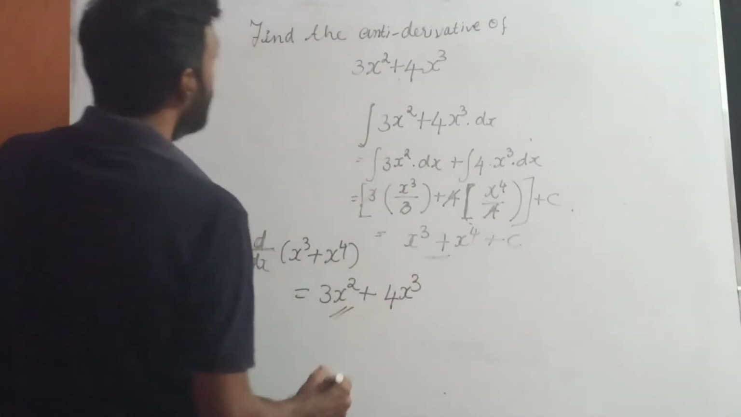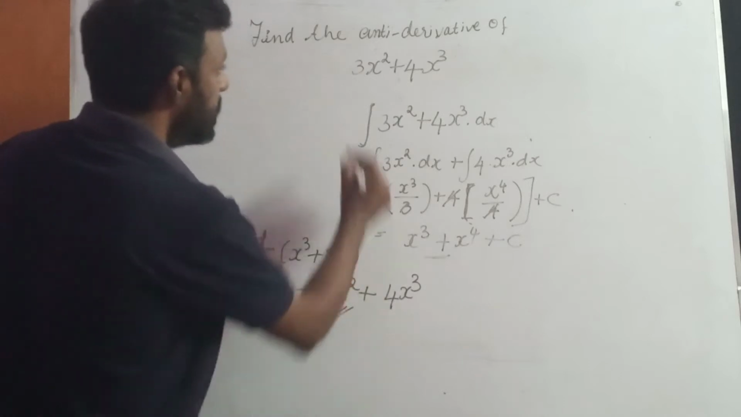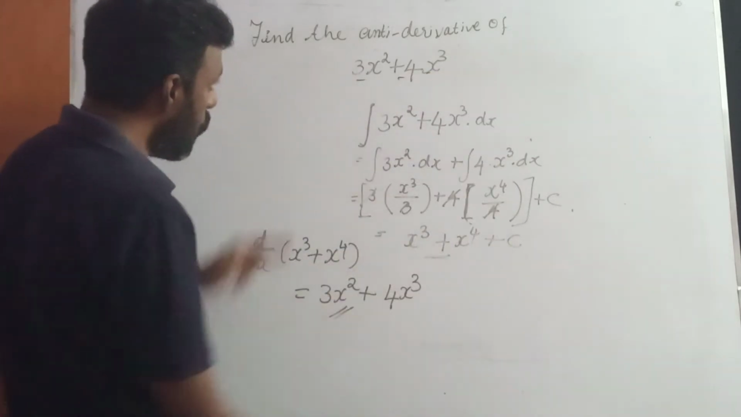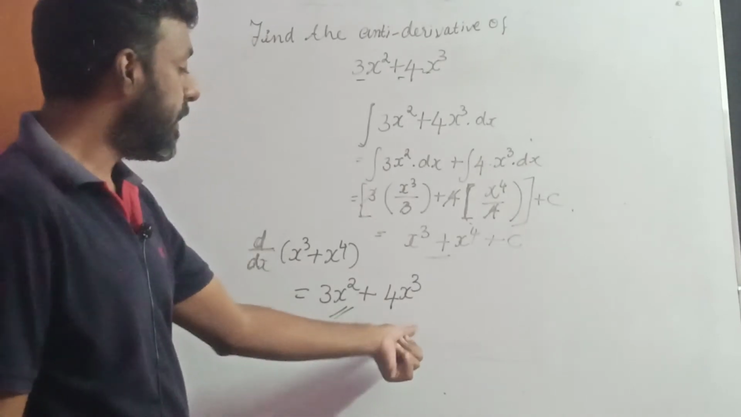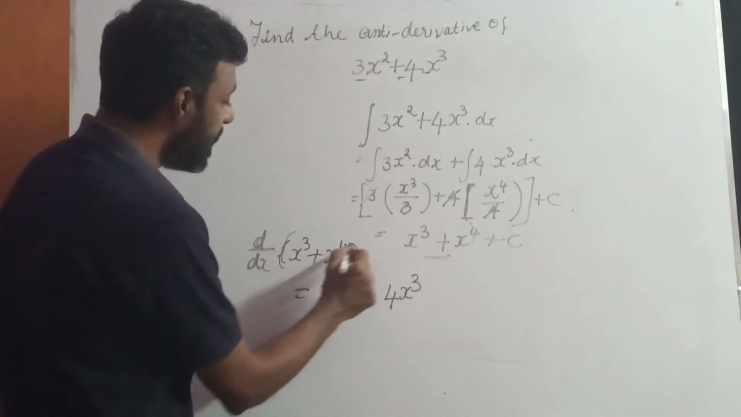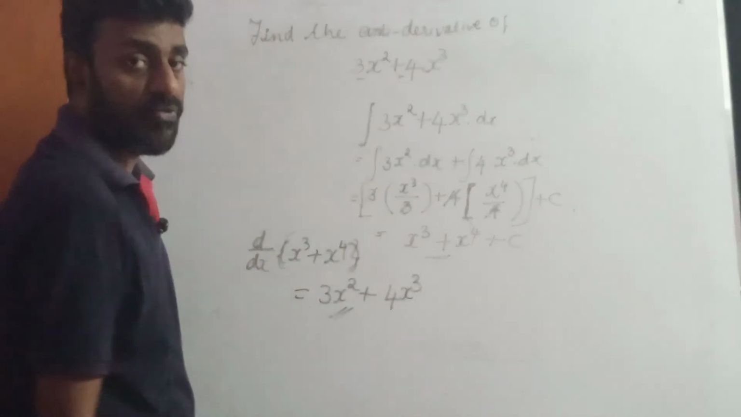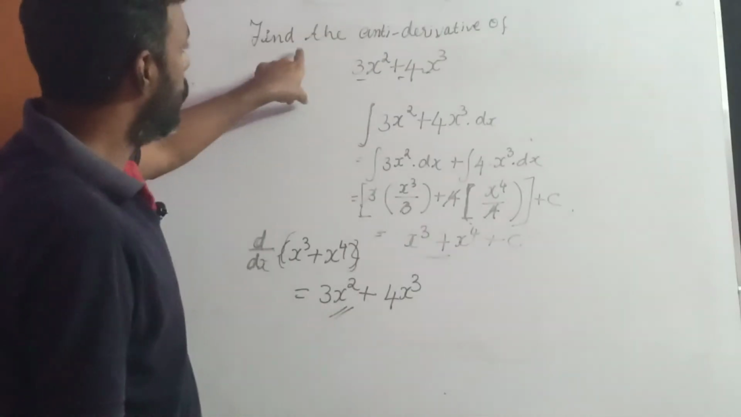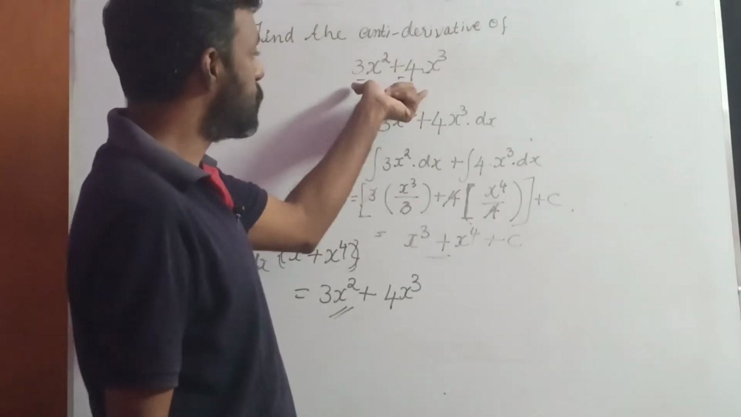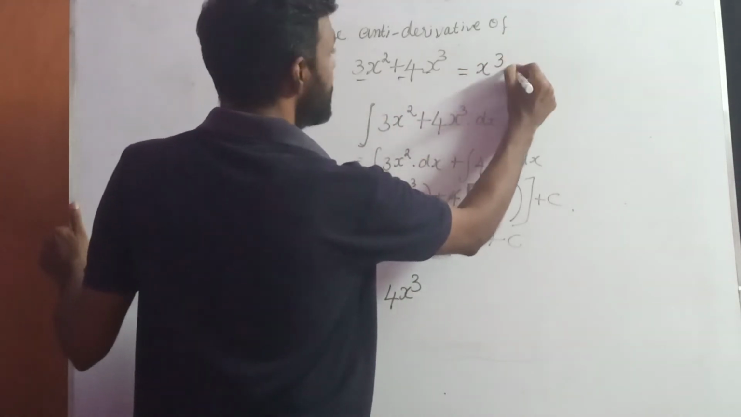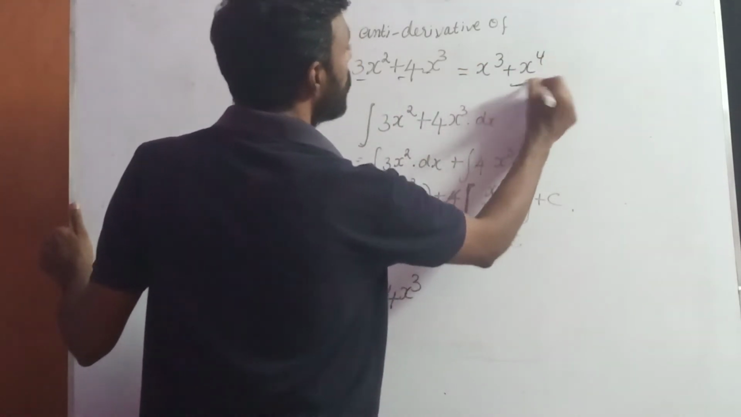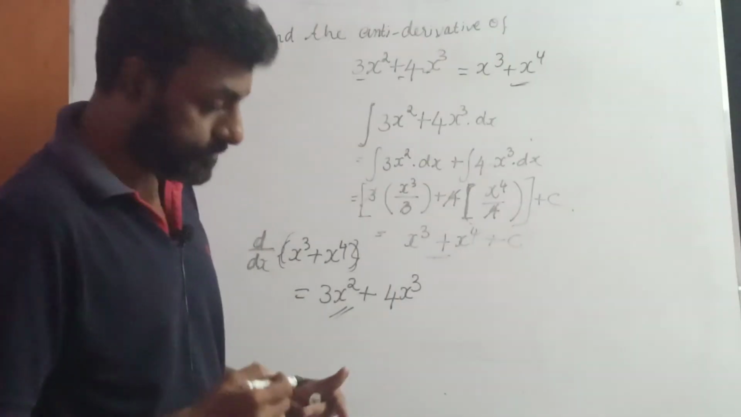So this is the value. This is the question: 3x squared plus 4x cube. We also obtained 3x squared plus 4x cube. How did we obtain it? We obtained it by differentiating this term x cube plus x power 4. Therefore, the antiderivative of this expression is nothing but x cube plus x to the power 4. So this is the solution.